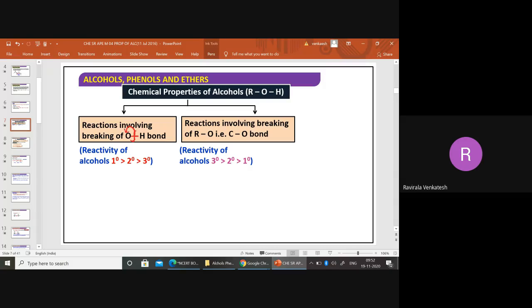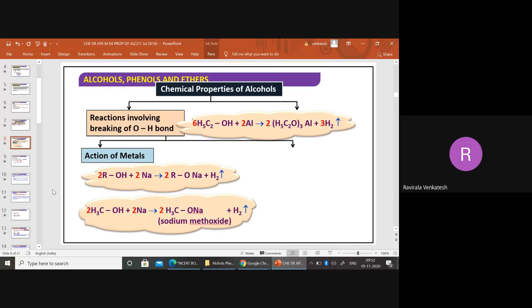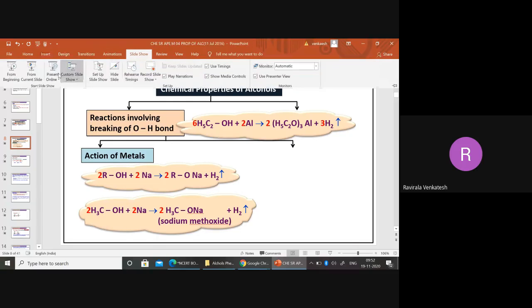When you break the OH bond, the two bonding electrons will shift towards oxygen, because oxygen has more electronegativity. In that case, the reactivity order is primary, secondary, tertiary. In the other case it is the opposite, that we will discuss later, no problem. Now you have seen what happened here. Just now I gave the examples in your textbook. Let me see.